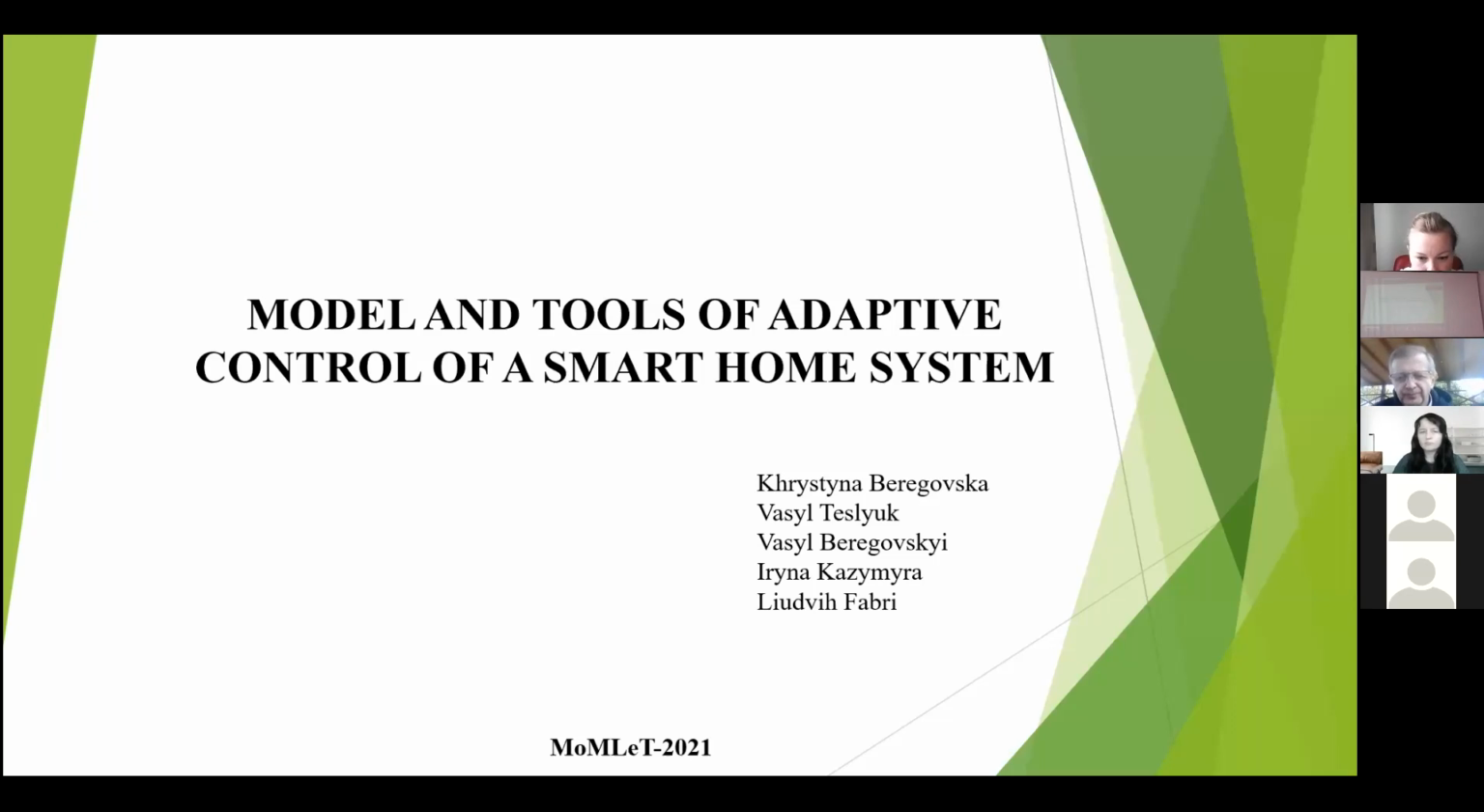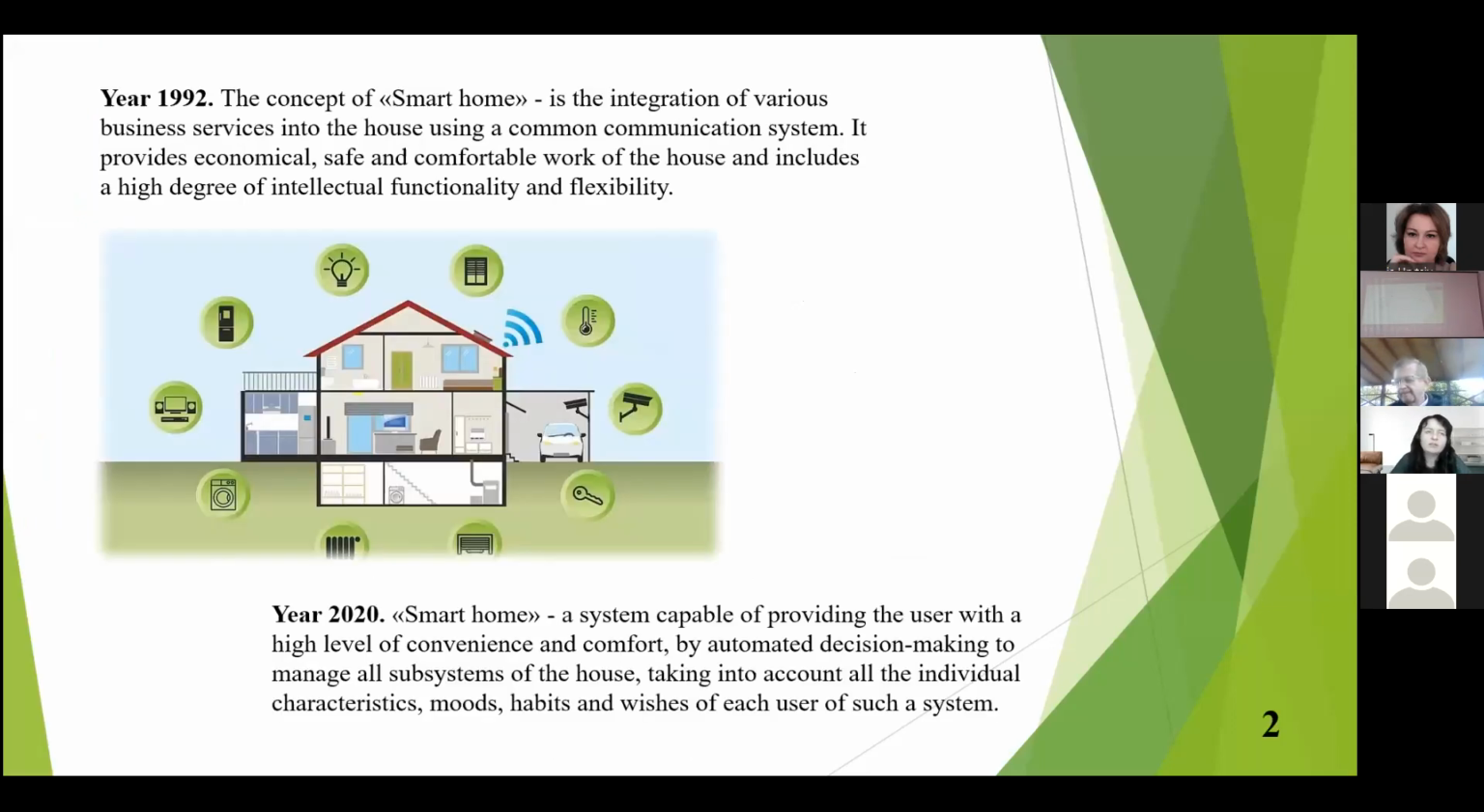So, good day, everybody. My name is Christina, and the topic of our research is a model and tools of adaptive control of a smart home system. One of the main characteristics of our time is significant scientific, technological, and innovative progress, which is based on the use of intelligent technologies. Smart home system is not a new concept. It was first introduced in 1992, when the concept of a smart home meant the integration of various business services into the house using a common communication system.